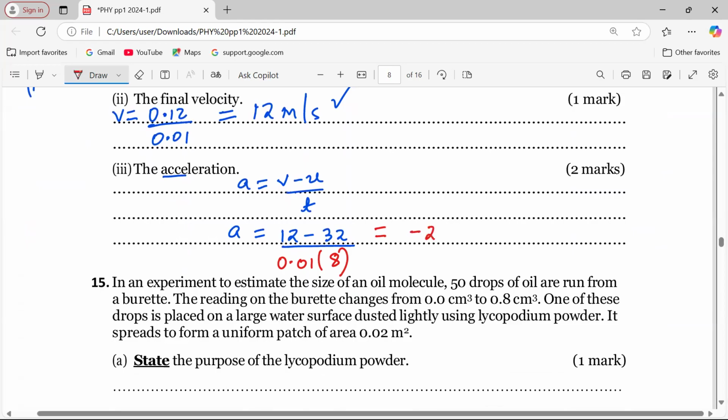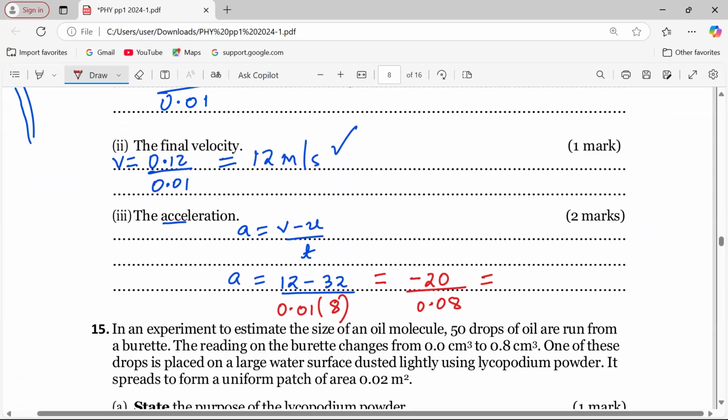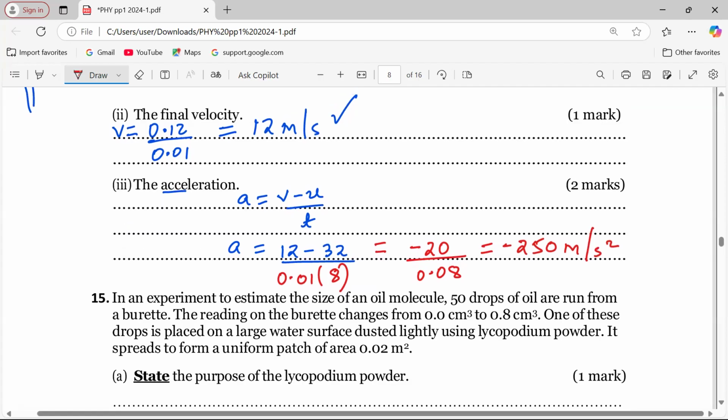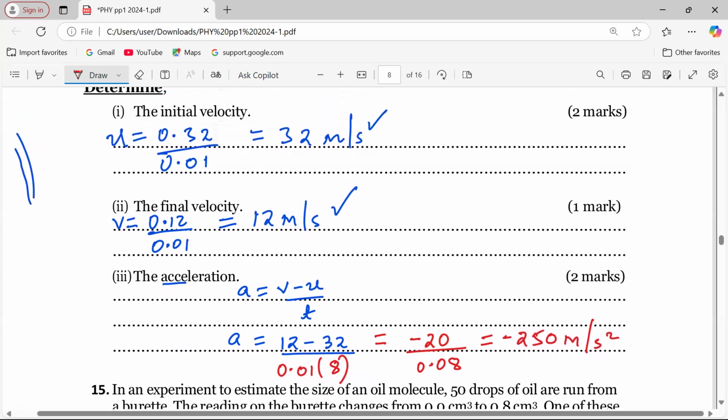This will be negative 20 divided by 0.08. When we take negative 20 and divide by 0.08, this is giving me negative 250 meters per second squared. That is the acceleration. The SI unit should be meter per second squared.